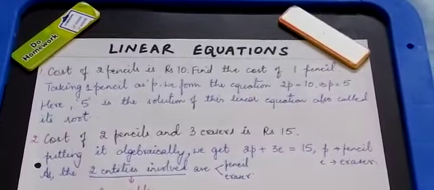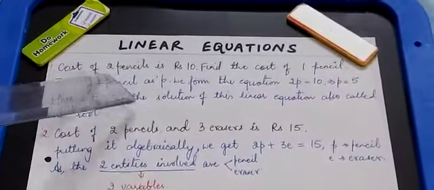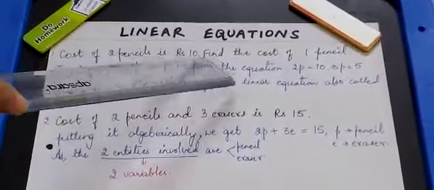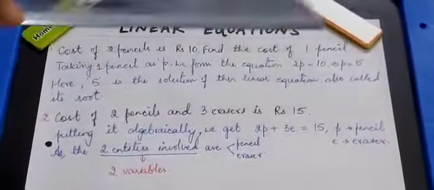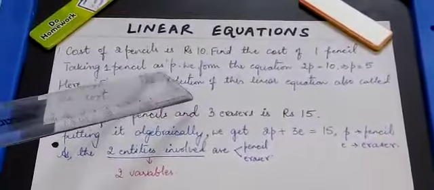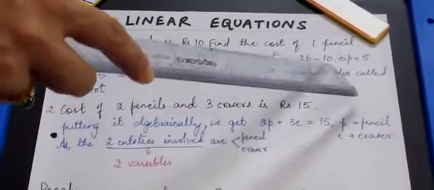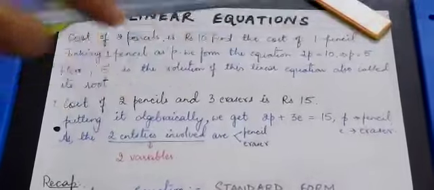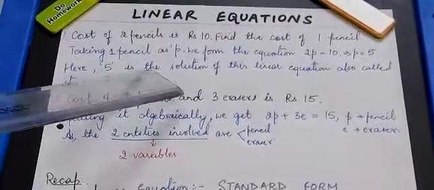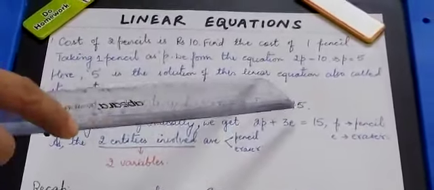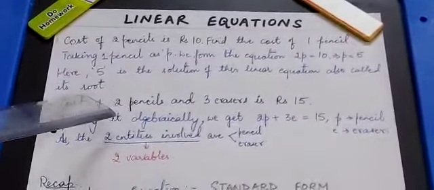Today we will study a mathematical concept related to some real life examples. Let's take the first example. Cost of 2 pencils is rupees 10. Find the cost of 1 pencil. Taking 1 pencil as P, we form the equation 2P is equal to 10, which implies P is equal to 5. Here 5 is the solution of this linear equation, also called its root.